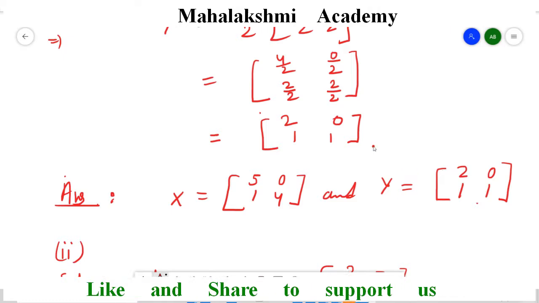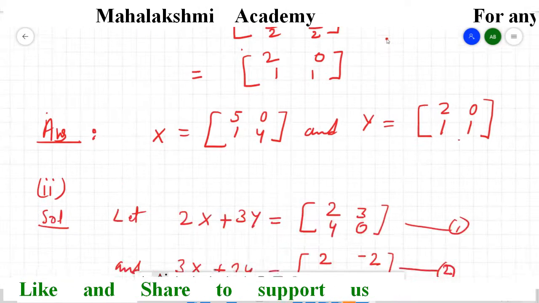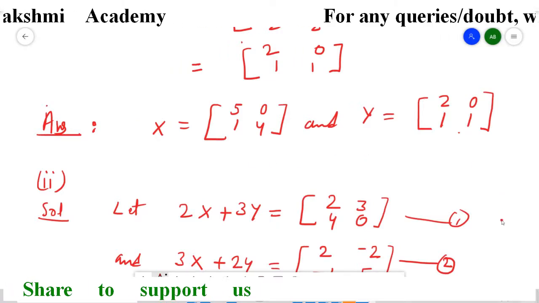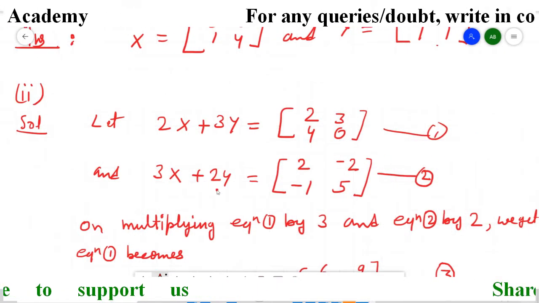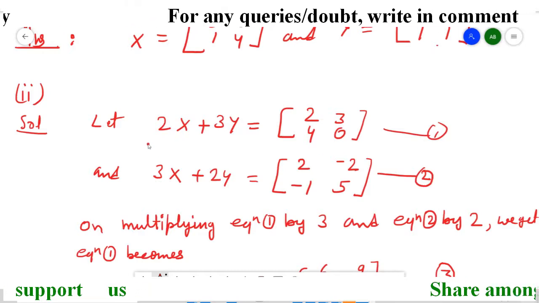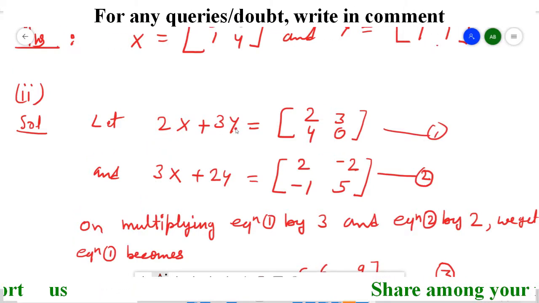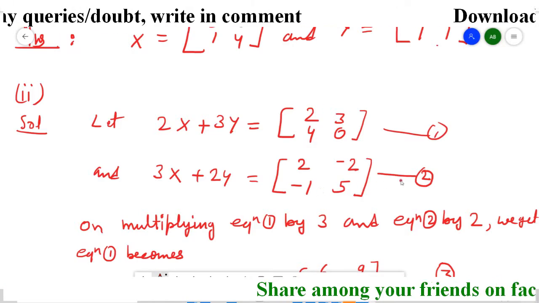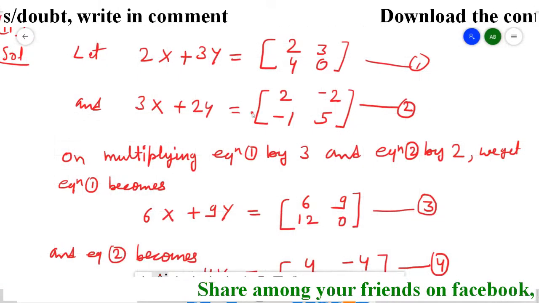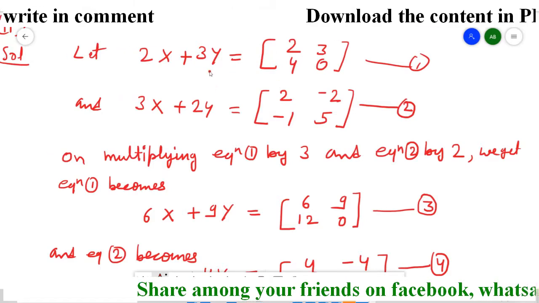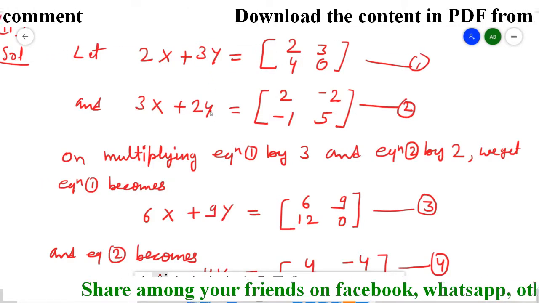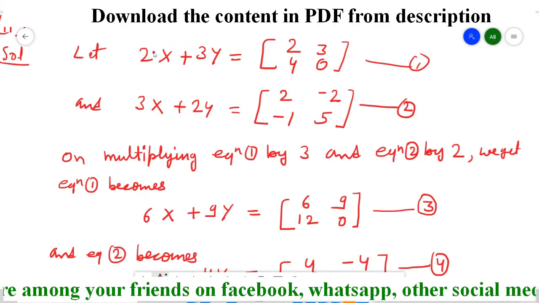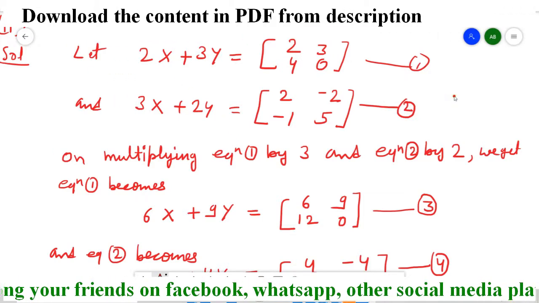So the first part is completed and the second part I have also solved here. I have not written the question, you can see the question in your books. In that also two equations are given to us like this: 2x plus 3y is a matrix and 3x plus 2y is another matrix, and with the help of these two equations we have to get the value of x and y. Firstly I assume them as equation 1 and equation 2.